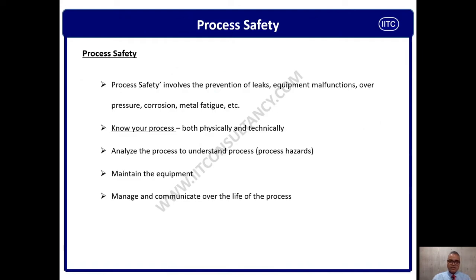So guys, process safety involves the prevention of leak, equipment malfunction, overpressure, corrosion, metal fatigue. This deals with process characteristics of pressure, temperature, flow, level and all these things. The essential elements are, we must know the processes both physically as well as technically to understand complete process safety. So this is what is process safety management. We will go through each element line by line, one by one, so that you have very good information regarding process safety management as well as all the elements of process safety.